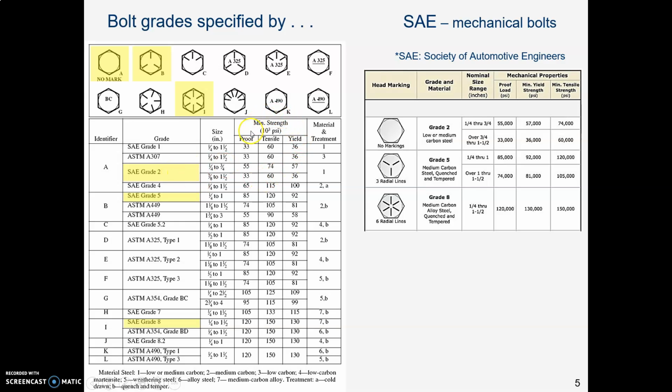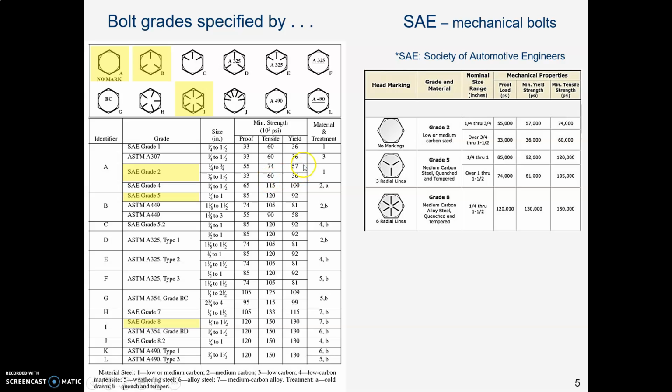And you'll notice here in this chart, it lists the minimum strength. Notice here it says these numbers are in 10 to the third psi. What is that? That's 1,000. So over here, if we look at the yield strength of the bolt, a grade 2 is 57,000 psi. A grade 5 is 92,000 psi, and a grade 8, the strong one, is 130,000 psi.